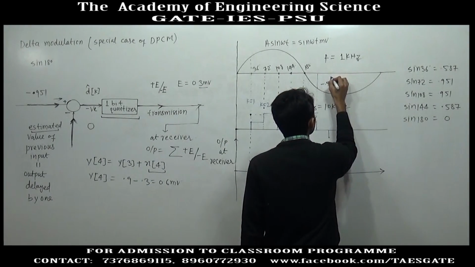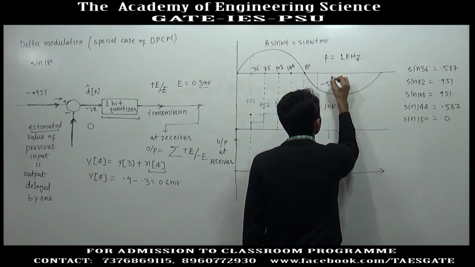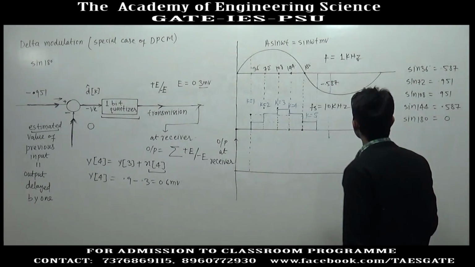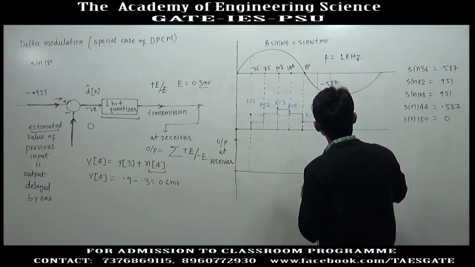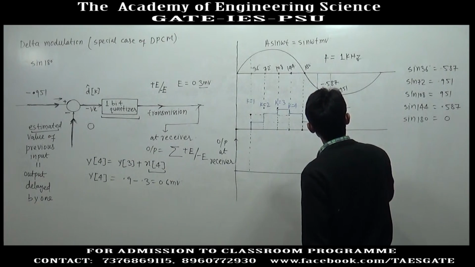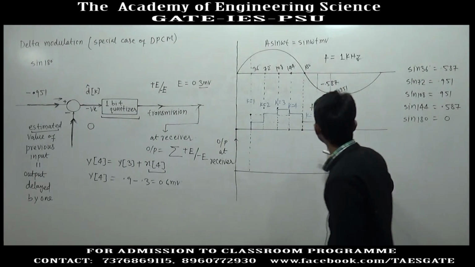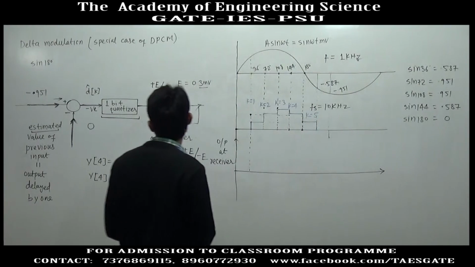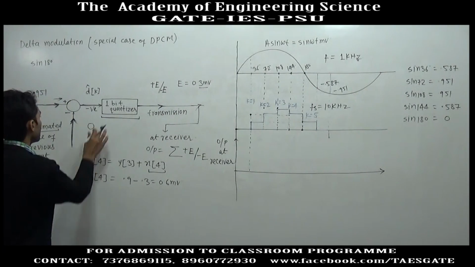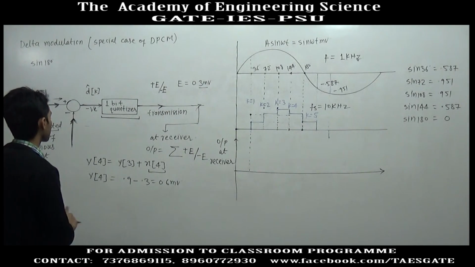So, if we compare at this point, this is the next input sequence, this is minus 0.951 and at this point the output is minus 0.3, minus 0.951 and minus 0.3.